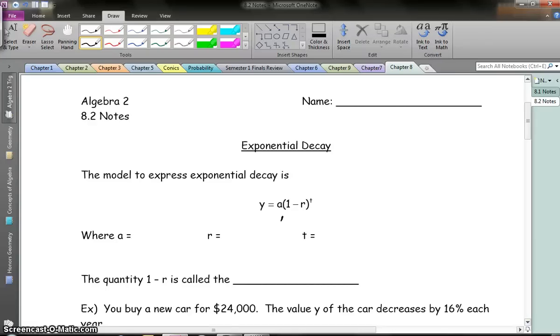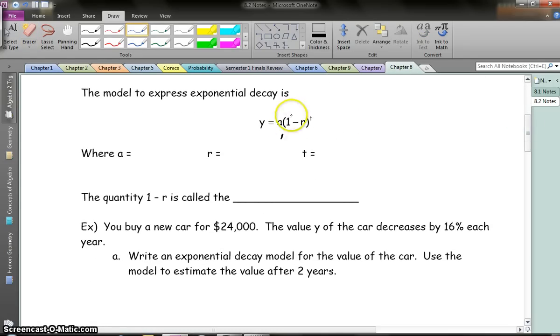All right, so today in class we talked about exponential growth. Now today we're talking about decay. Starting with our formula, again it's an exponential function. A is still our initial amount, so A stays put. It's still our initial amount, what we're starting with.